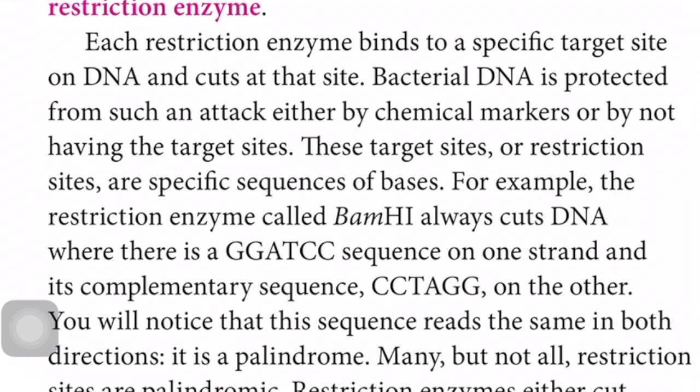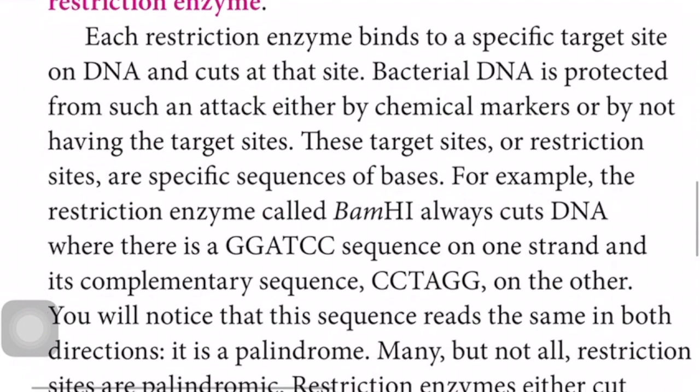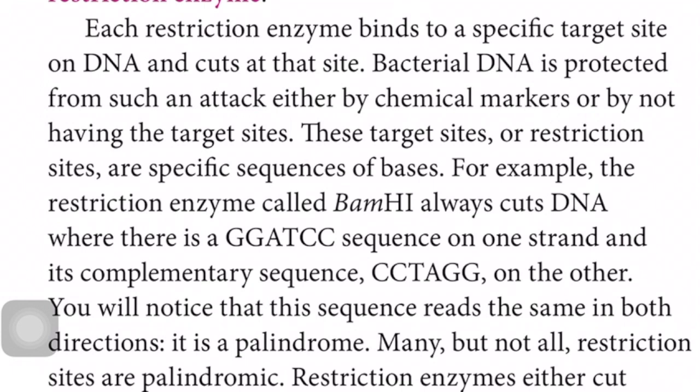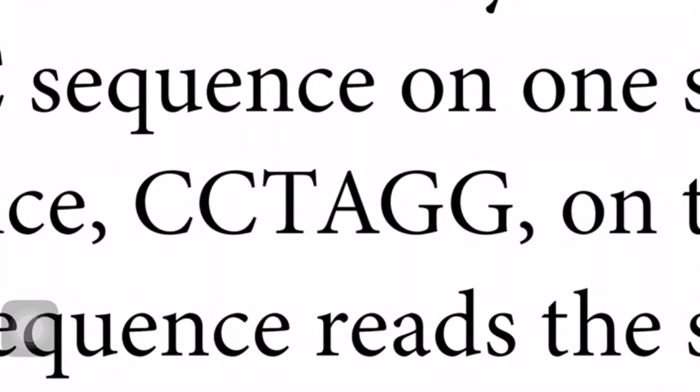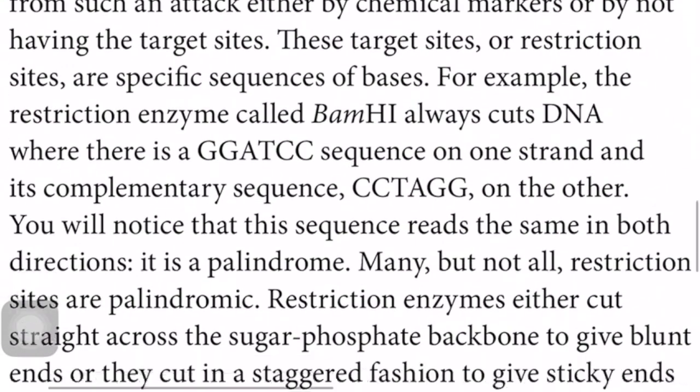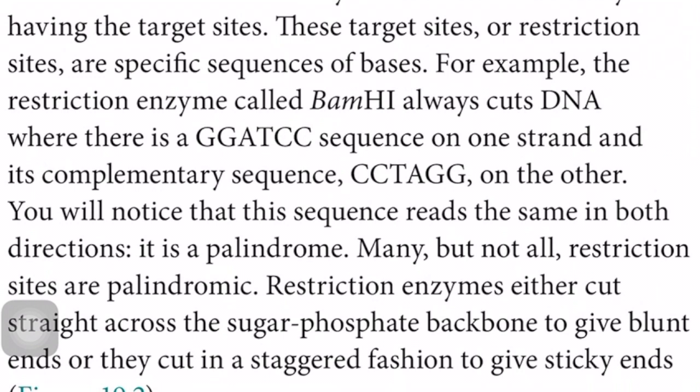These target sites or restriction sites are specific sequences of bases. So the target sites are specific sequences of bases and the chemical markers are antigens. For example, the restriction enzyme called BamHI always cuts DNA where there is a GGATCC sequence on the strand and its complementary sequence. Obviously, guanine is complementary to cytosine, adenine is complementary to thymine. You'll notice that this sequence is the same in both directions. If you read it in the opposite direction, it is GGATCC. If this type of sequence is present, then it is called a palindrome, or palindromic.